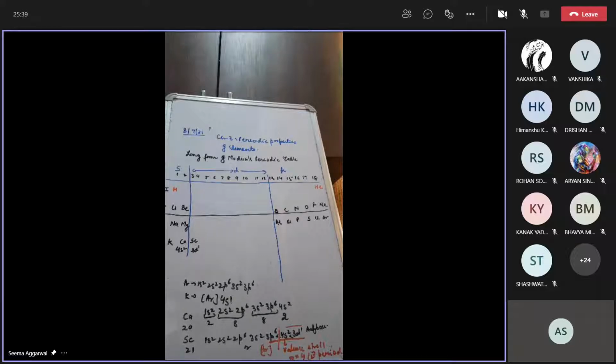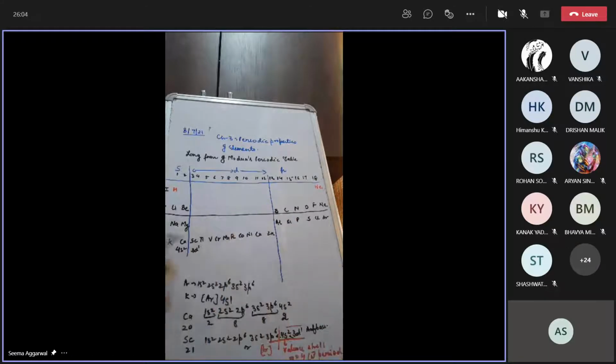Okay, so now after scandium, electrons will be filled in 3d, then 3d2, 3d3, 3d4. So that's why I am taking titanium, vanadium, chromium, manganese, iron, cobalt, nickel, copper, and zinc.